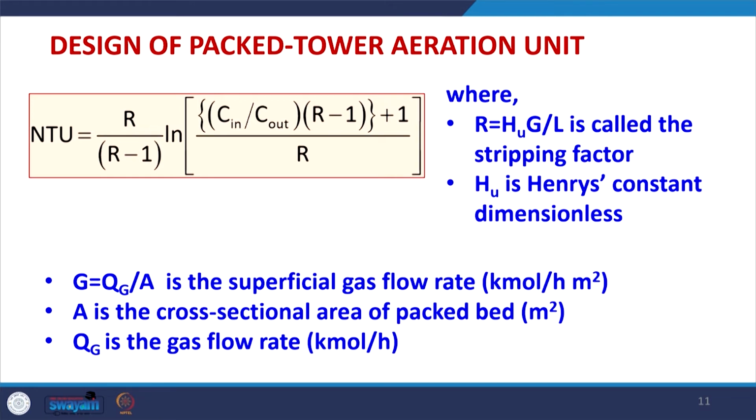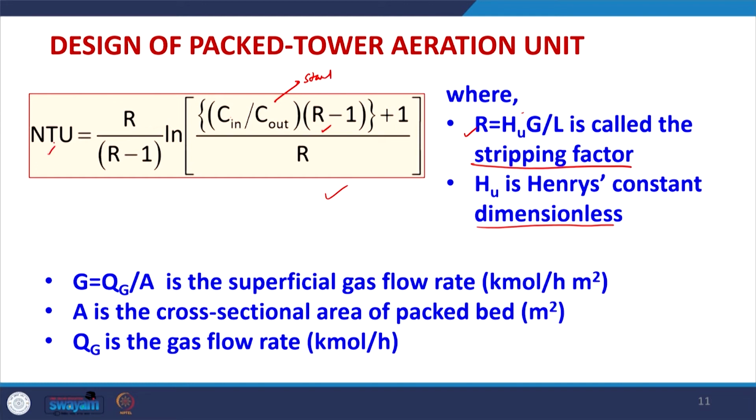Similarly, we can determine the NTU, the number of transfer units, using this formula, and within this formula there is a term called the stripping factor. Stripping factor R is H_u by G L, where H_u is the Henry's constant in dimensionless form. Again H_u we have to find out, we have to find out G and L, and from that we can calculate the R value. If R value is known and we have the inlet concentration of the VOC and the outlet concentration, whatever is desirable as per the standard, then we can find out the NTU.